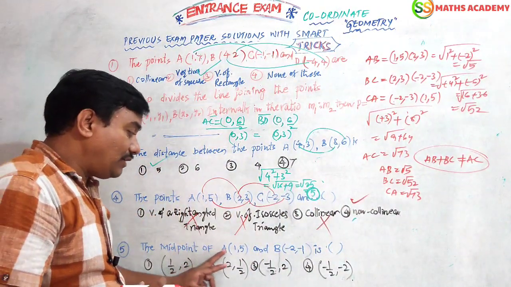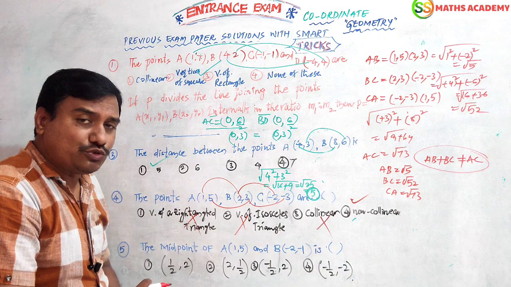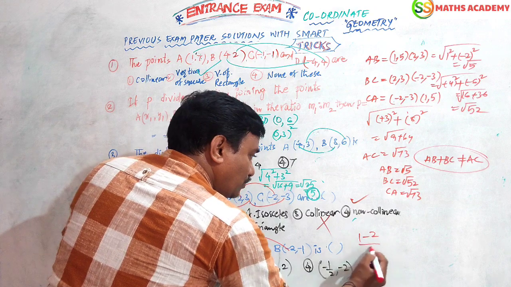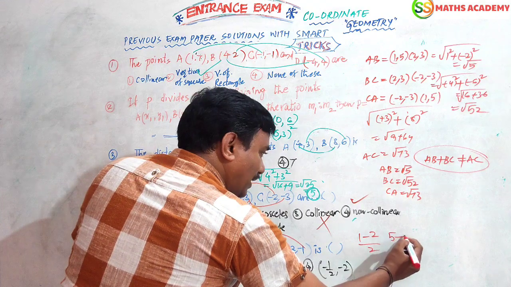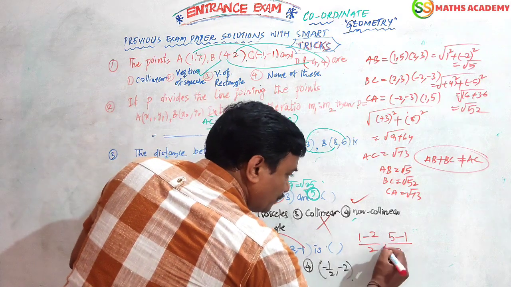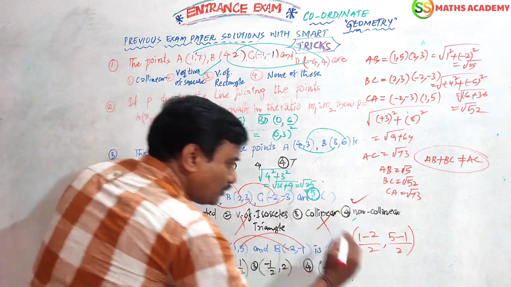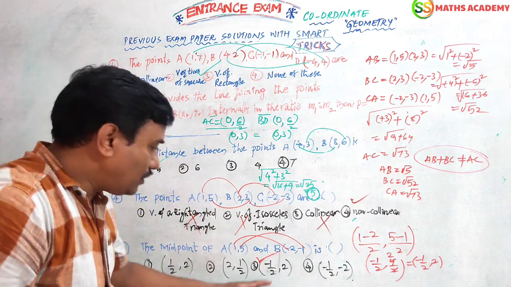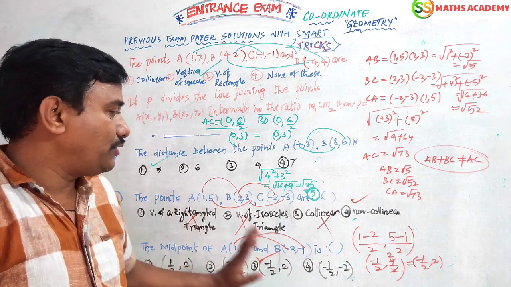Okay. The midpoint of A (1, 5) and B (-2, -1) is a simple midpoint formula: (x1 plus x2) by 2, (y1 plus y2) by 2. x1 plus x2, that means 1 minus 2 by 2. y1 is 5, y2 is minus 1, so plus into minus is minus, 1 by 2. So minus 1 by 2, 4 by 2. The final answer is (minus 1 by 2, 2). Okay? (x1 plus x2) by 2, (y1 plus y2) by 2.